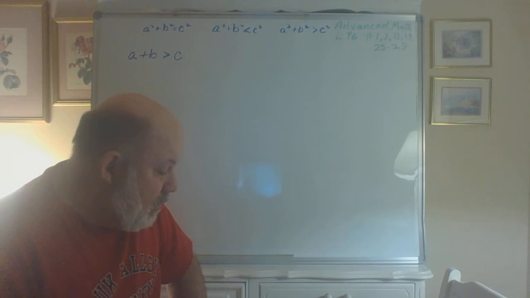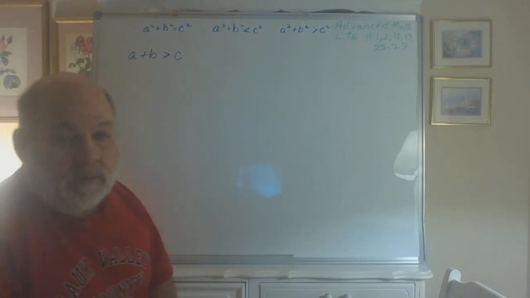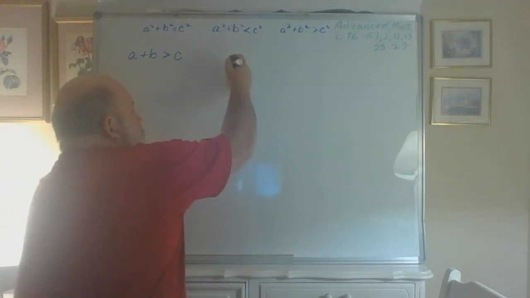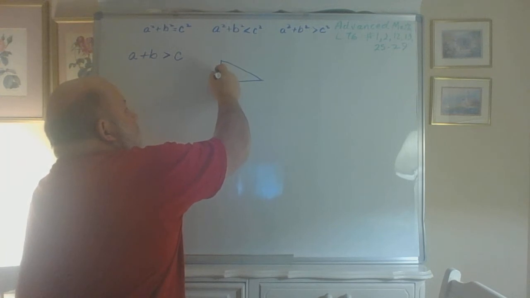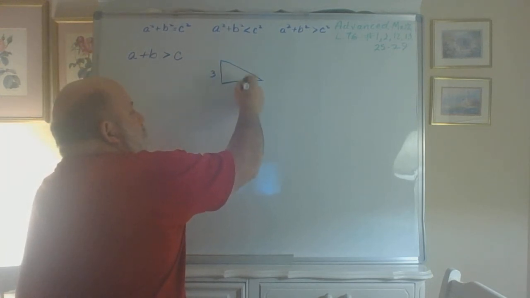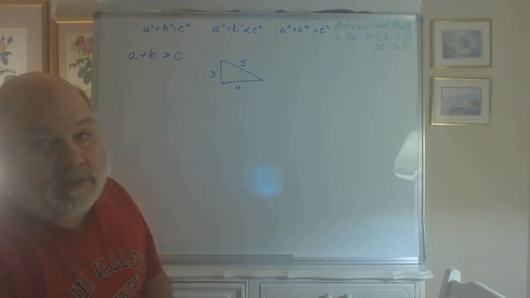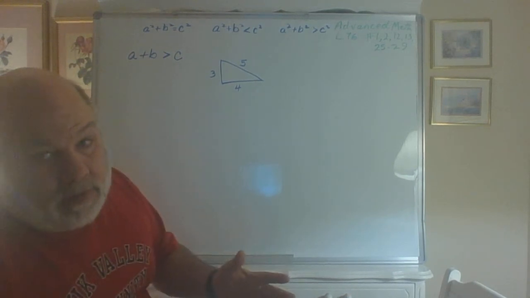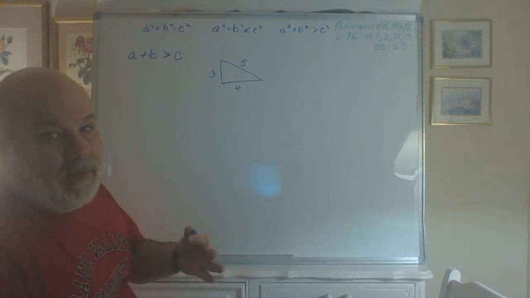The first example says: is the triangle whose sides are 3, 4, and 5 a right triangle, an acute triangle, or an obtuse triangle? Now, probably you know that already. You should be familiar with the 3, 4, 5 triangle, which is a very commonly used right triangle. If you're not, don't worry about it. I've already told you it's a right triangle, but how do you know that?